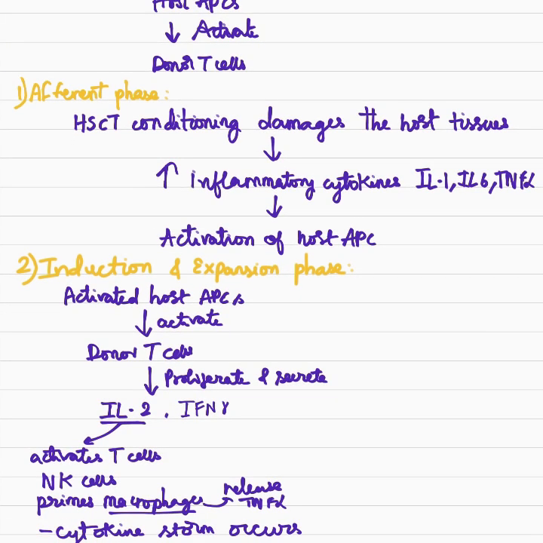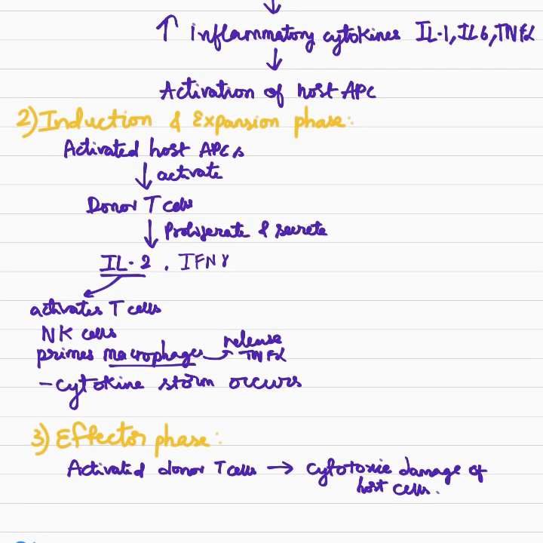In the afferent phase, the HSCT conditioning damages the host tissues and increases the production of inflammatory cytokines such as IL-1, IL-6 and TNF-alpha, which activate the host antigen presenting cells. And in the induction and the expansion phase, the activated host antigen presenting cells further activate the donor T cells to proliferate and secrete IL-2 and interferon gamma.